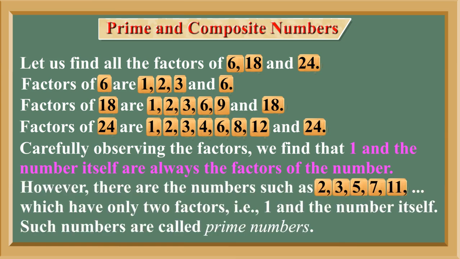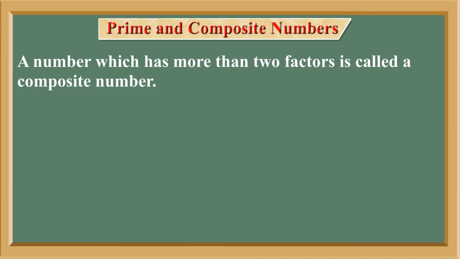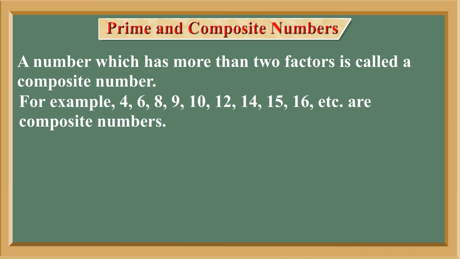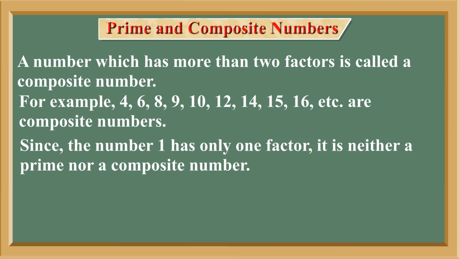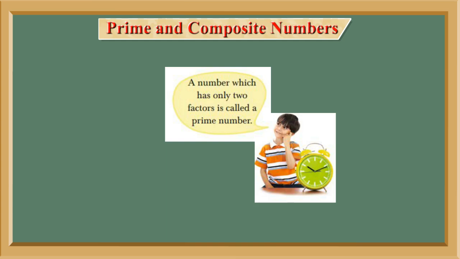However, there are numbers such as 2, 3, 5, 7, 11, which have only 2 factors, i.e., 1 and the number itself. Such numbers are called prime numbers. A number which has more than 2 factors is called a composite number. For example, 4, 6, 8, 9, 10, 12, 14, 15, 16, etc. are composite numbers. Since the number 1 has only one factor, it is neither a prime nor a composite number. A number which has only 2 factors is called a prime number.